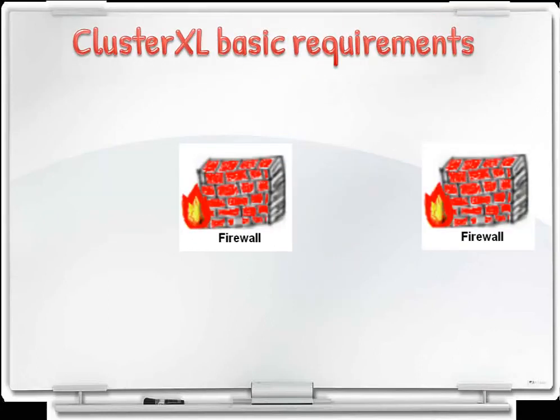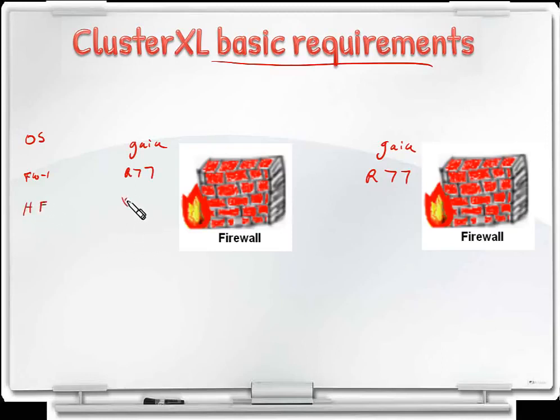And so there are some requirements when you're setting up Cluster XL in order for it to work properly. The first requirement is that the operating system should be the same in all the machines in the cluster. So if one machine is running, let's say, the Gaia operating system, all the machines have to be running the same Gaia version. The second requirement is the firewall version. If one machine is running, let's say, R77, all the machines in the cluster have to be running R77. The third requirement is also the hotfixes. If one machine is running hotfix XXX, all the machines in the cluster have to have hotfix XXX.